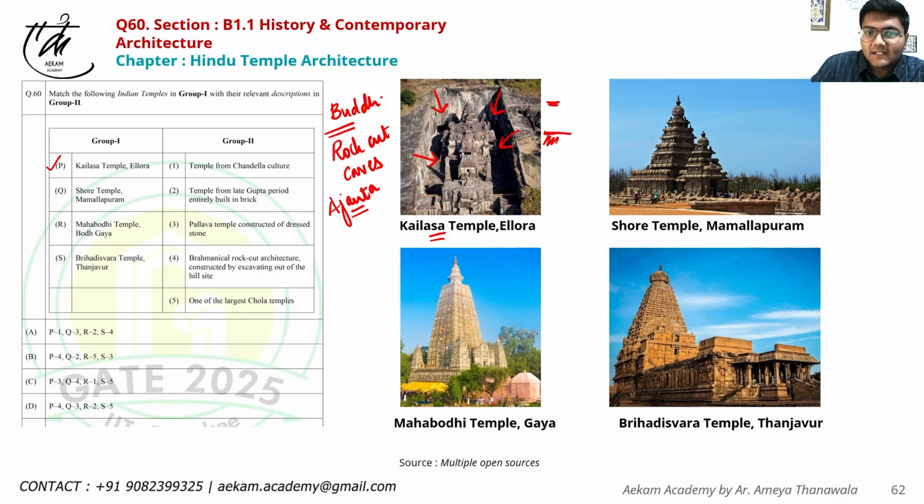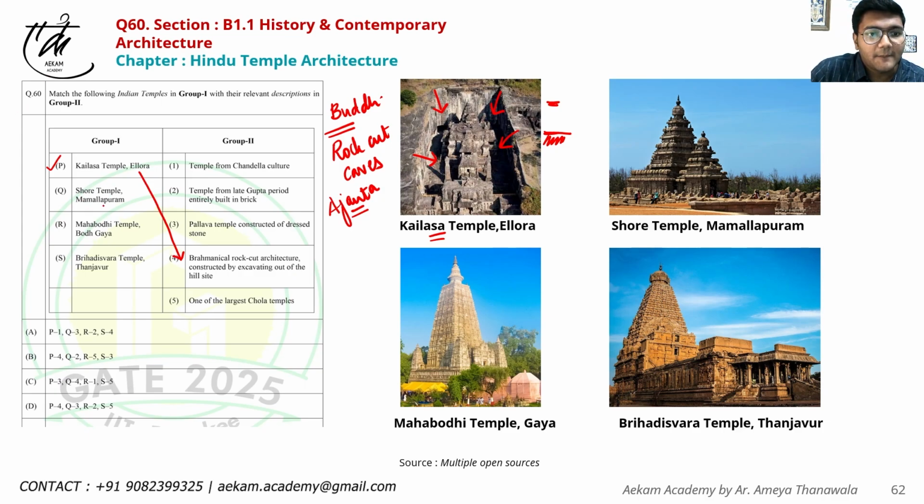So generally our typical construction process is from bottom to top. This has been carved out from top to bottom. So the most appropriate option for Kailash temple would be option number 4. Brahmanical rock cut architecture constructed by excavating out of hillside.